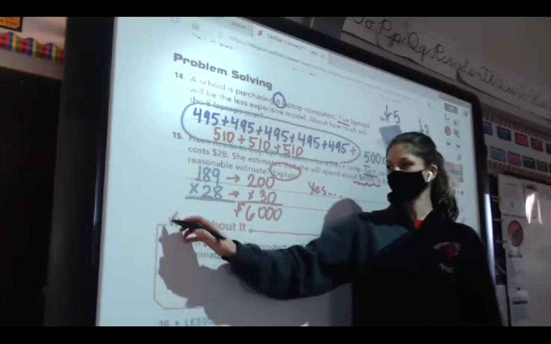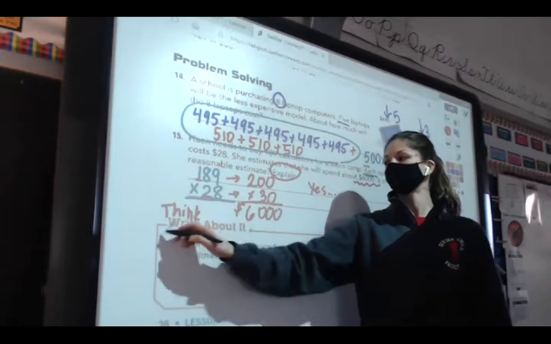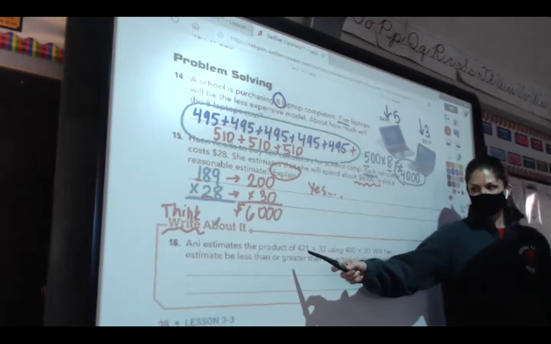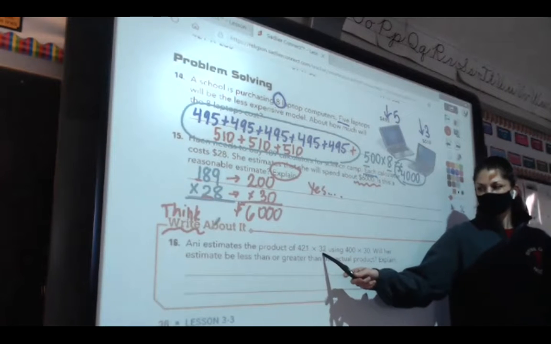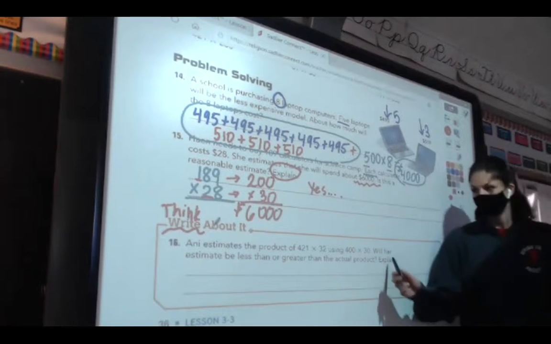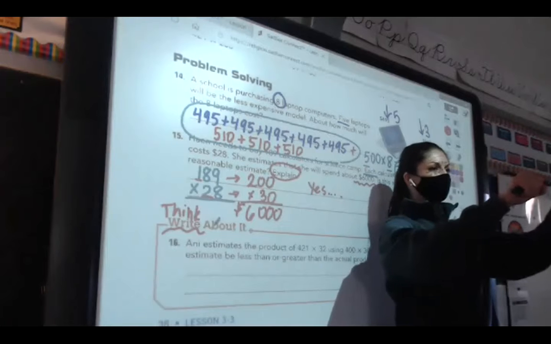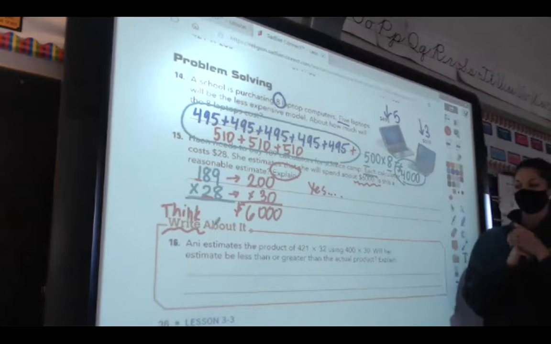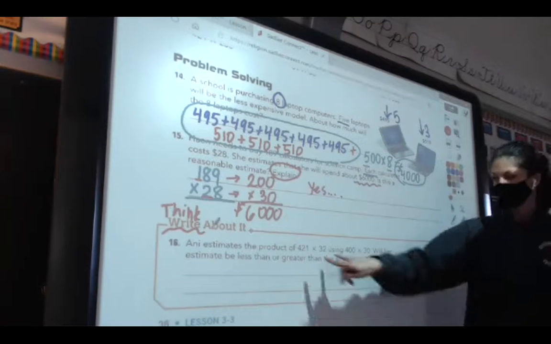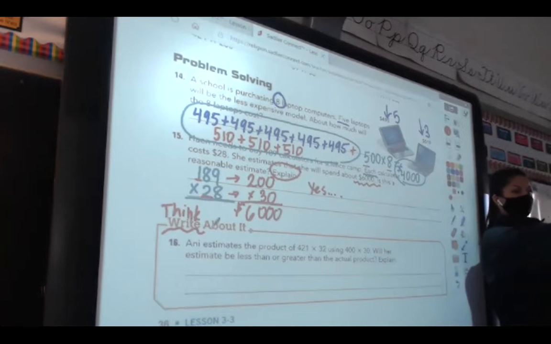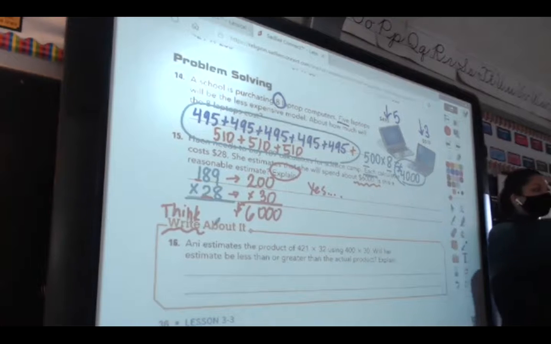Now this is the last one, and we're just going to think about it, and you're going to write about it. So let's think about it together. Ani estimates that the product of these two numbers, here's the estimate, right? She's asking if the estimate will be less than the actual, or will the estimate be more than the actual? These are the original numbers. These are the estimates. Will the actual answer, that means the real answer, be less than the estimate or more than the estimate, and why?